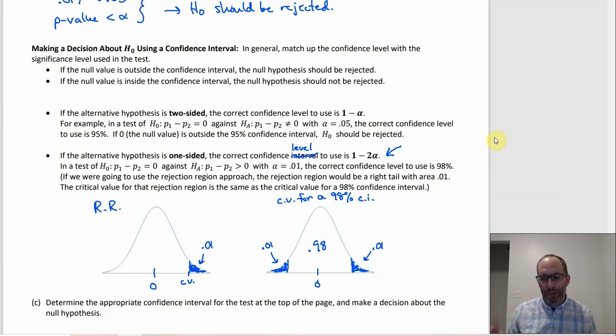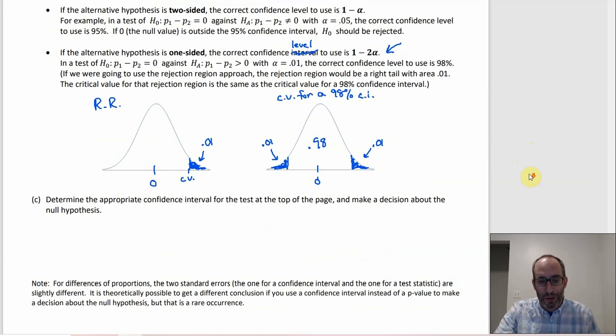And I think when this shows up in the homework, they tell you the right confidence level to use anyway in every problem except for one. I think there's one of them where it doesn't specify it, but the rest of them will say, it's one-sided, so use 98% confidence, or it's one-sided and alpha's 0.05, so use 90% confidence. They'll tell you in all but one, but there is one where you do have to figure it out.